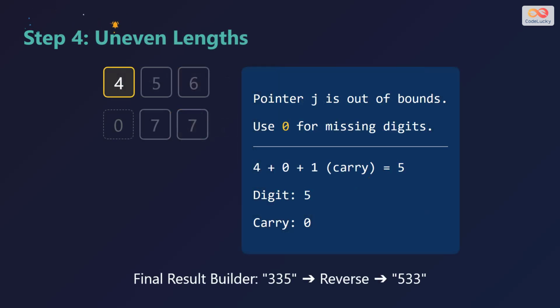Moving left again, pointer j goes out of bounds because the second string is shorter. In this case, we simply treat the missing value as 0. So we add 4 plus 0 plus the carry of 1, which gives us 5. Our carry becomes 0.